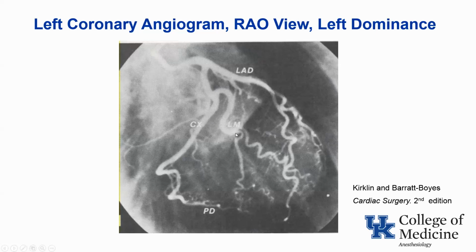This is a left coronary angio in the RAO view, and now you see the circumflex running vertically in the AV groove, and you see the LAD running on the anterior surface of the interventricular groove with diagonal branches, and then these are obtuse marginal branches.